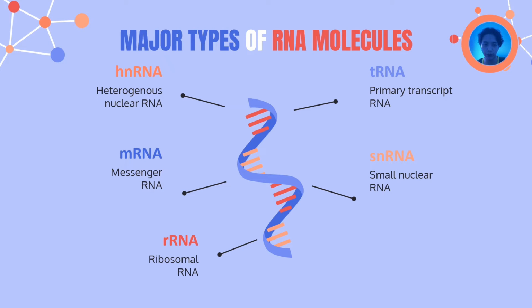Next are the types of RNA molecules. These can be categorized into 5 major types, distinguished by their function. These 5 RNA types are the hnRNA, the mRNA, the snRNA, the rRNA, and the tRNA.